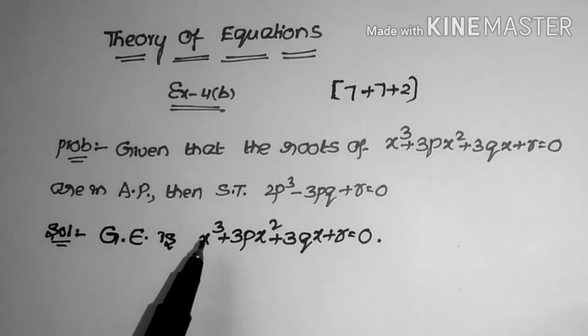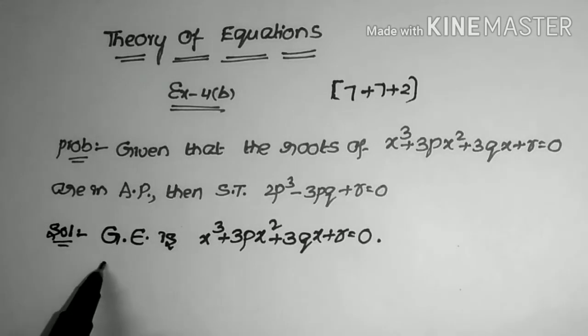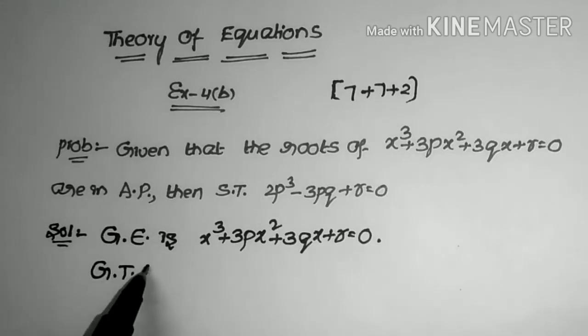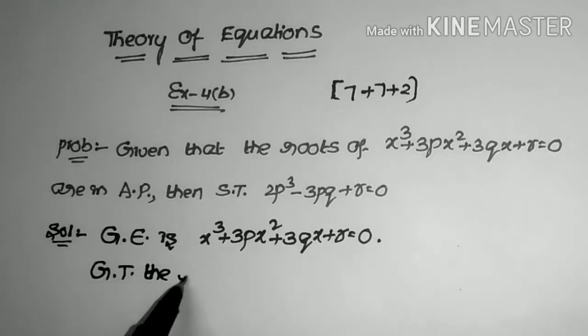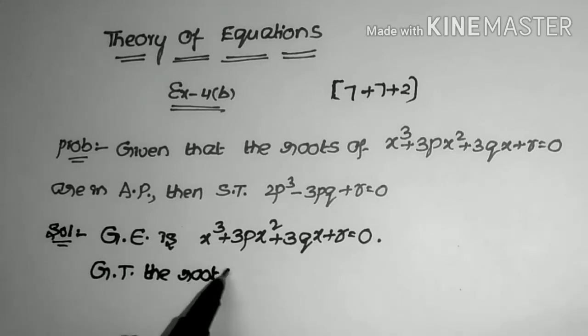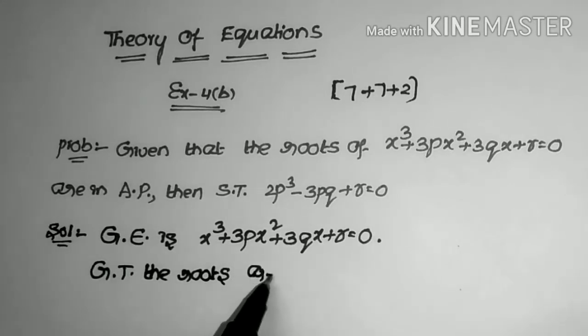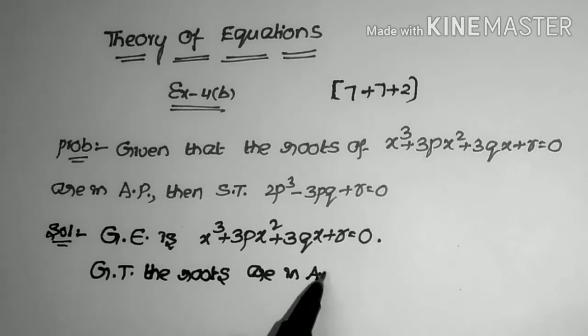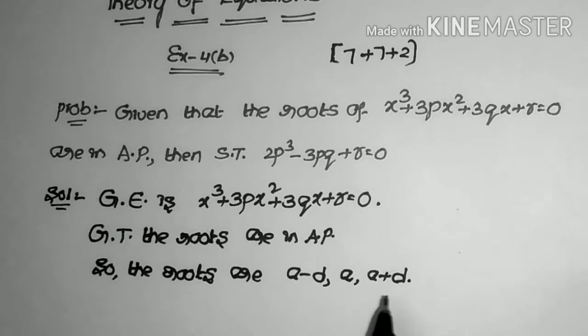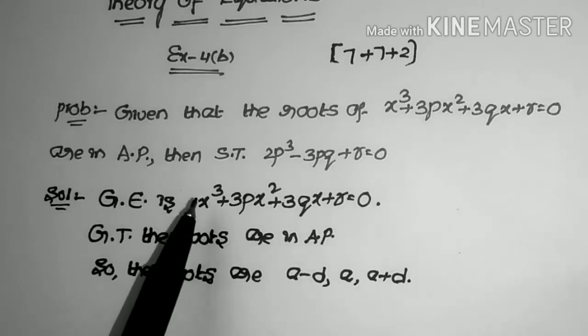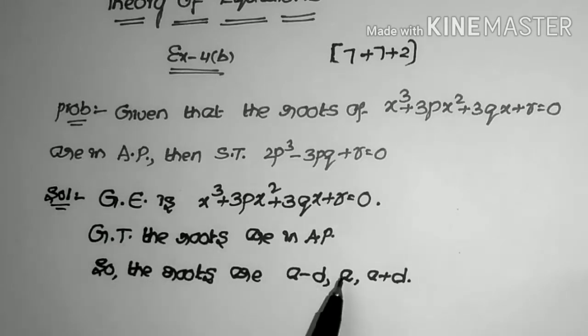Since this is a cubic equation, it has 3 roots. Given that the roots are in AP. Now we take the 3 roots as a minus d, a, a plus d, since the roots are in AP, that is the given condition. Since it is a cubic equation, it has only 3 roots.